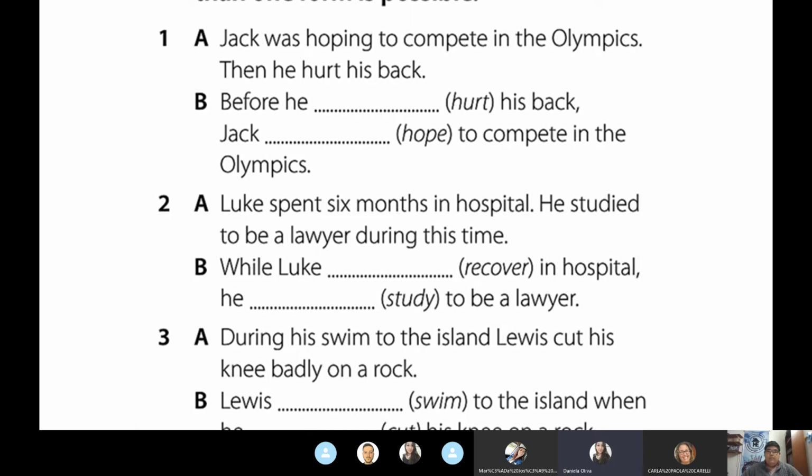Before he had hurt his back, Jack had hope. Had been hoping. Okay, but is it a stative verb or not? Hope is a state verb? Yes, yes, and I was thinking about it yesterday, but you can see here in the main sentence, in the original one, that they are using hoping in the continuous form.